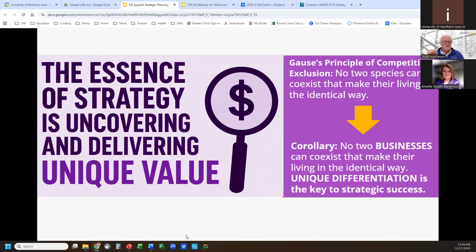That's Gauss's principle. Well, it turns out there's a corollary to that in the business world, in the organizational world, that no 2 businesses can exist in exactly the same way, in exactly the same place. One of them is going to be better than the other. And that's going to make the second one not be successful. So that differentiation and then connecting your ability to achieve that differentiation is going to be what makes you successful. So understanding your unique value, understanding how you're different, and understanding how you're going to achieve that purpose allow you to be successful.